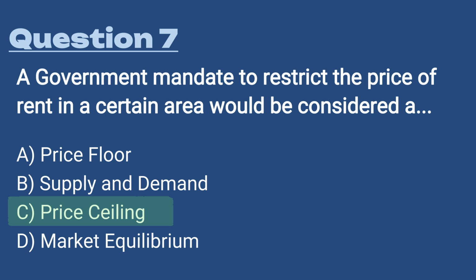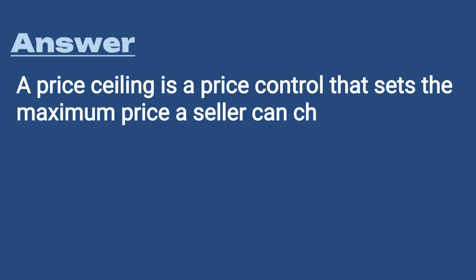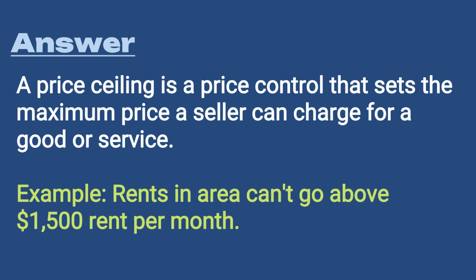The answer would be C, price ceiling. A price ceiling is a price control that sets the maximum price a seller can charge for a good or service. This will usually be legislation or coming from a government agency that's enforcing a price ceiling. This is the opposite of a price floor.